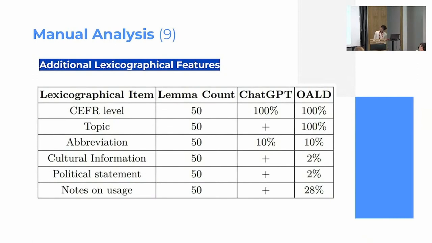And now we also compiled some other lexicographical items or features that are available on Oxford. For example, CEFR level, which ChatGPT can also provide, as well as topic, abbreviation, cultural information, political statement, and notes of usage.